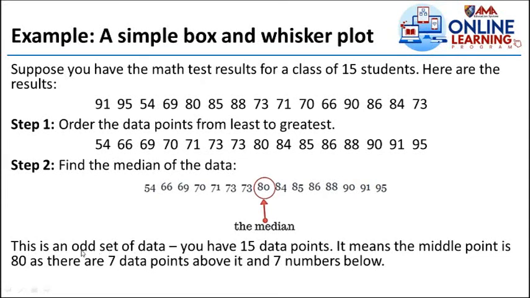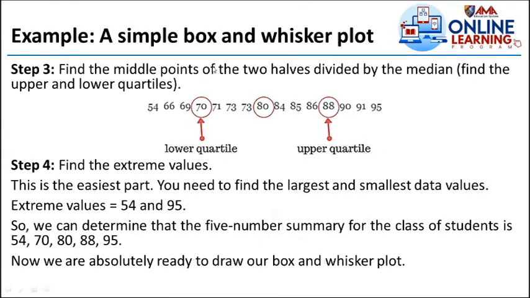Okay? This is an odd set of data. You have 15 data points. It means the middle point is 80. And there are 7 data points above, and 7 data points below. So, tama yung median natin. Next, step 3, find the middle points of the two halves divided by the median, find the upper and lower quartile. Okay? So, paano natin kukunin yung Q1?